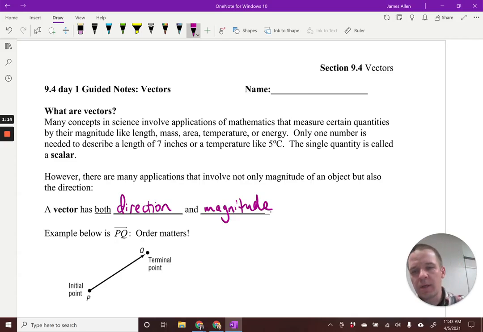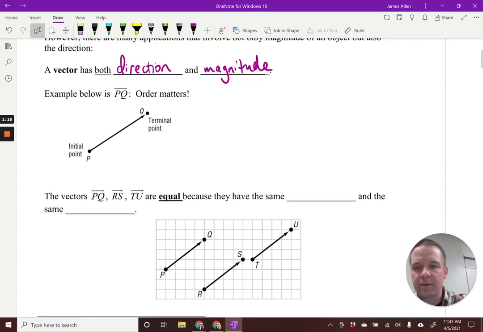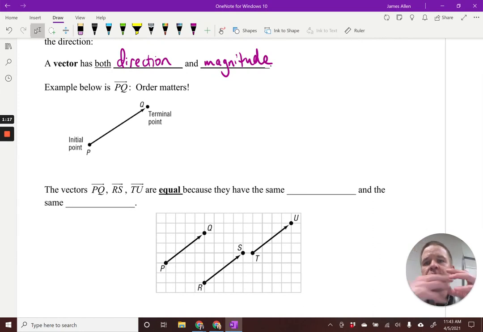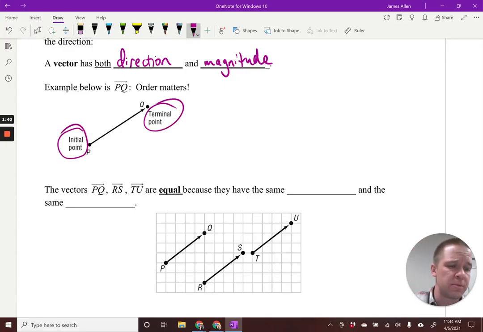So here we have an example down here. We have vector PQ, and the order matters. Think back to geometry when we had a ray, that line with the one arrow on it. The order mattered in which you put it. PQ and QP are two different vectors. Now, backtrack: we have our initial point and our terminal point. There's some new vocab we're going to be dealing with there.